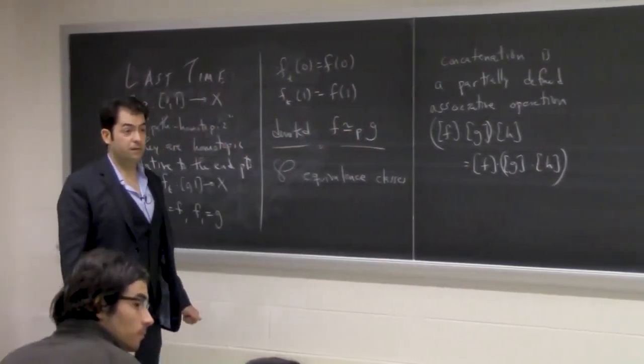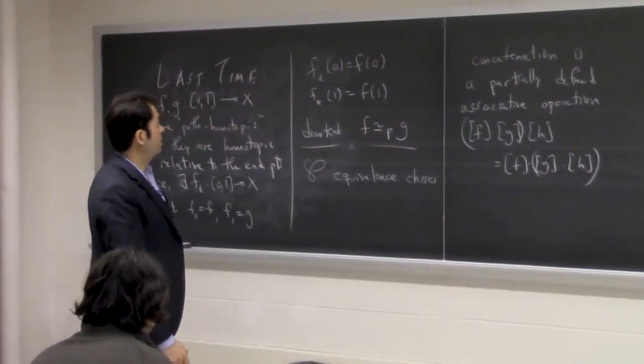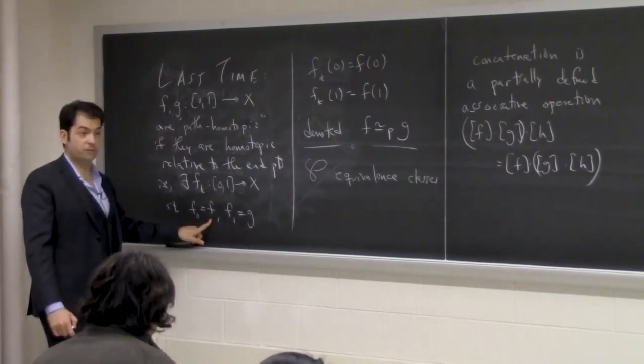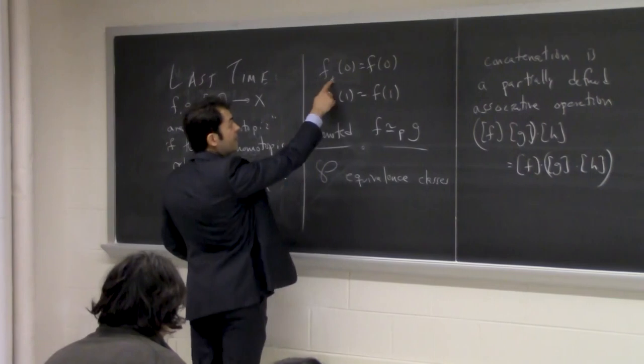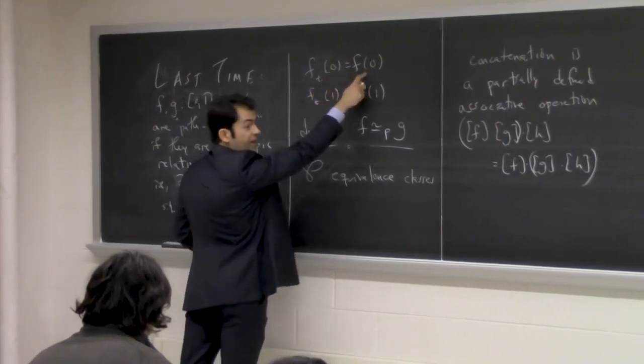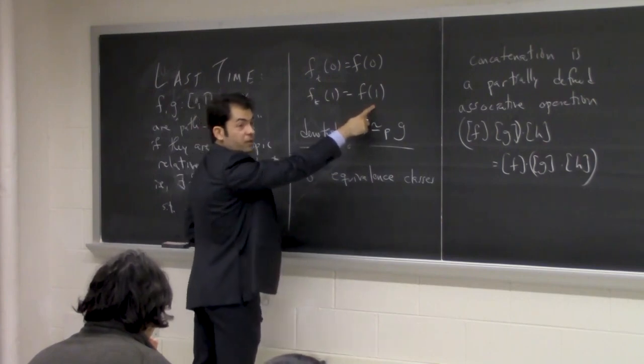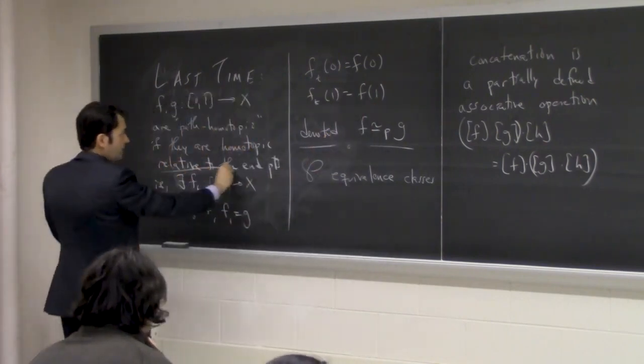Yes? F sub 0 is F, right? But F sub t has left endpoint fixed. It's always the same point. And the right endpoint is also fixed, right? That's what we mean by relative to the endpoints.